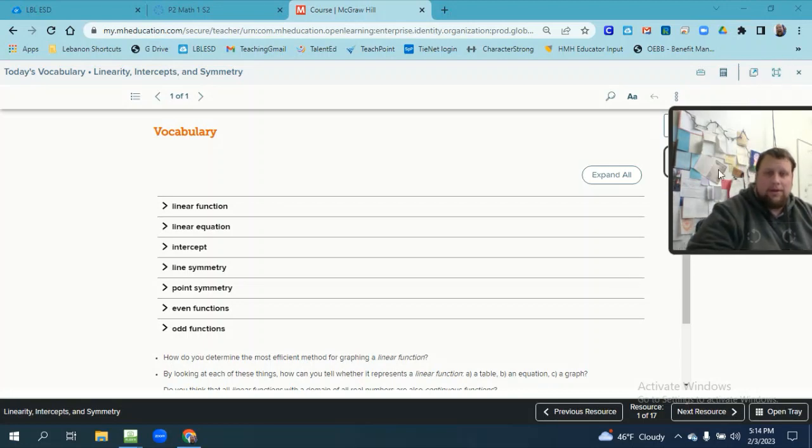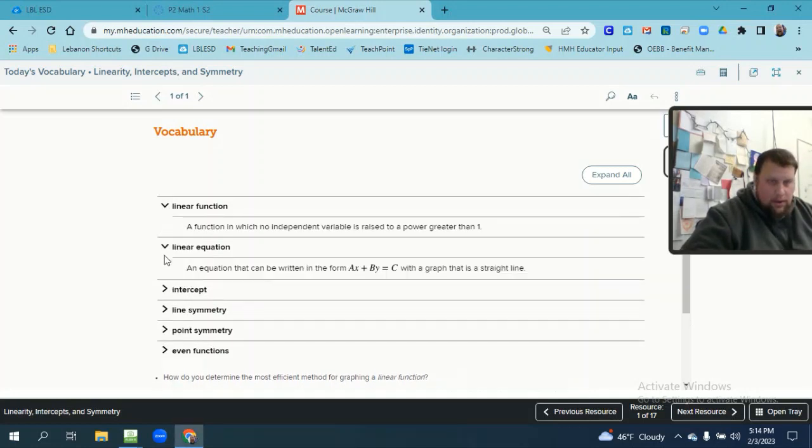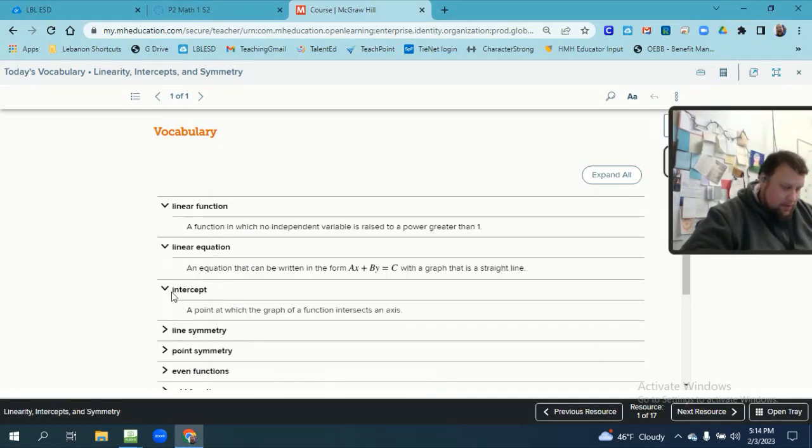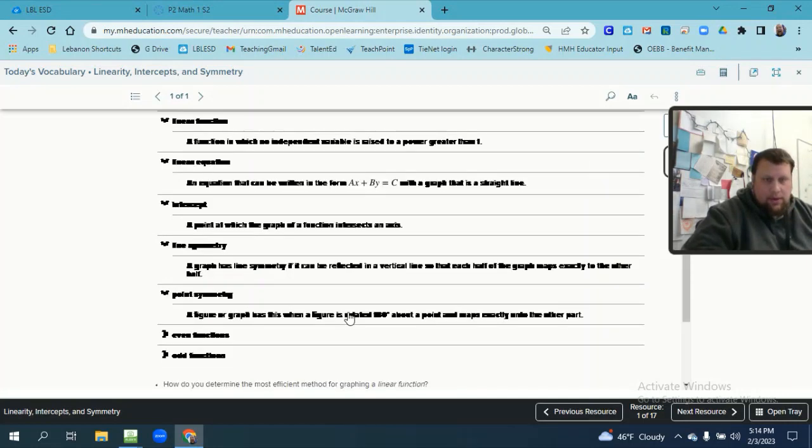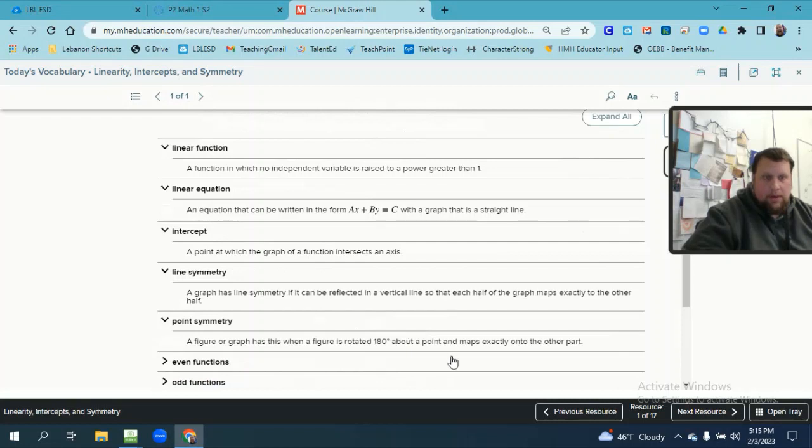So here we go right here. You should have linear function, linear equation, intercept, line symmetry, and point symmetry. And we're going to ignore the rest. So just write those down. Pause this. I'm not going to stick on it very long. So you have the power of pause. I'm moving on.